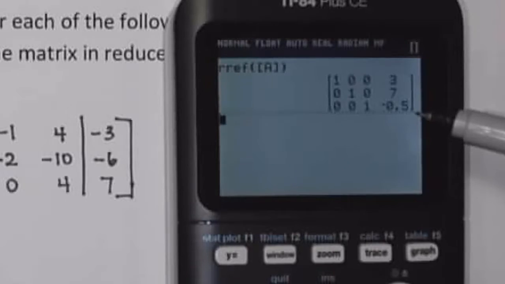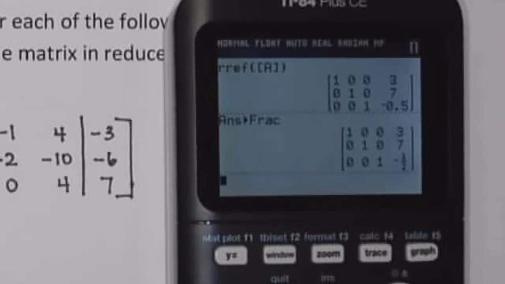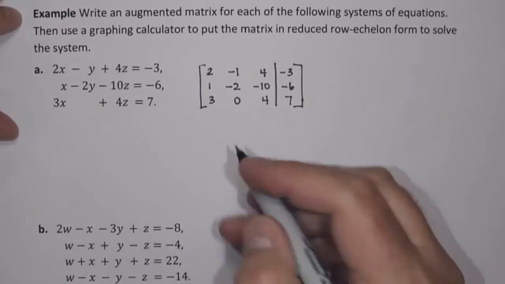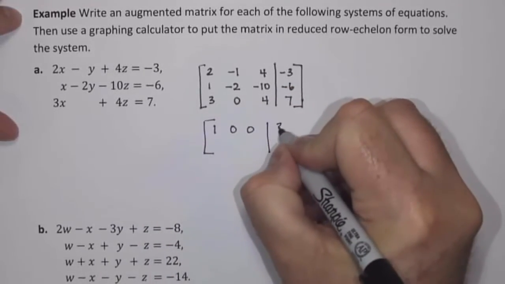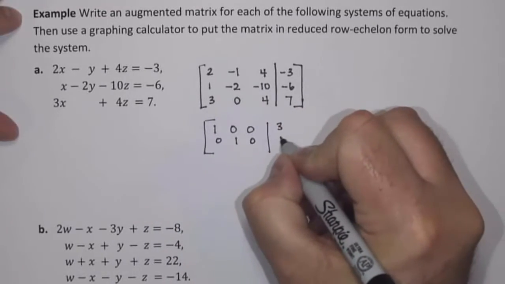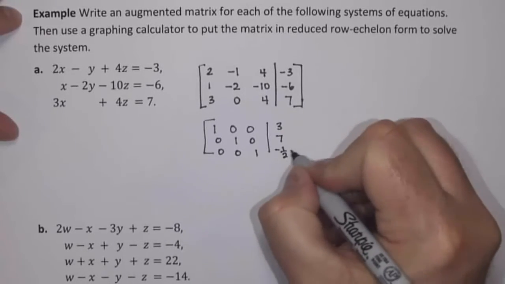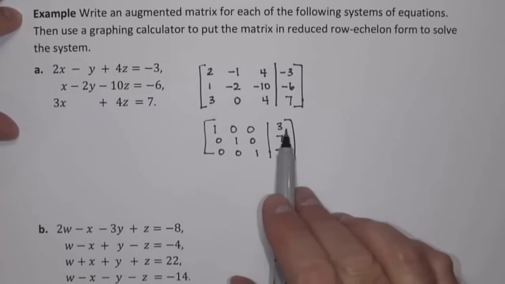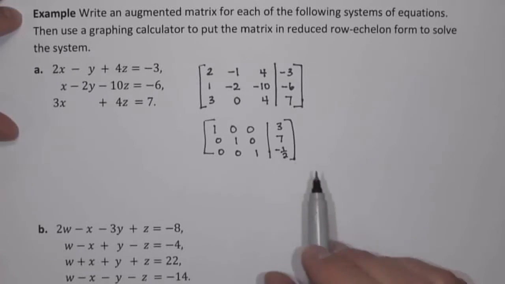Since negative 0.5 is a decimal, if I would like, I could write that as a fraction. I can go to math and choose option 1 to put that as a fraction, and so it will write it as negative 1/2. So my reduced row echelon form is 1, 0, 0, 3, 0, 1, 0, 7, and 0, 0, 1, negative 1/2 or negative 0.5. Either way is fine. So that tells me that x is equal to 3, y is equal to 7, and z is equal to negative 1/2.